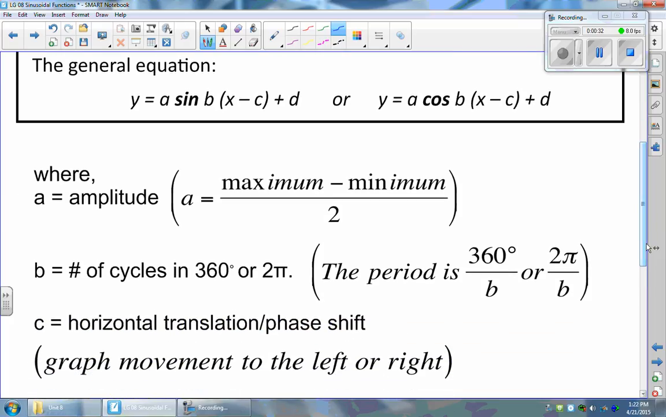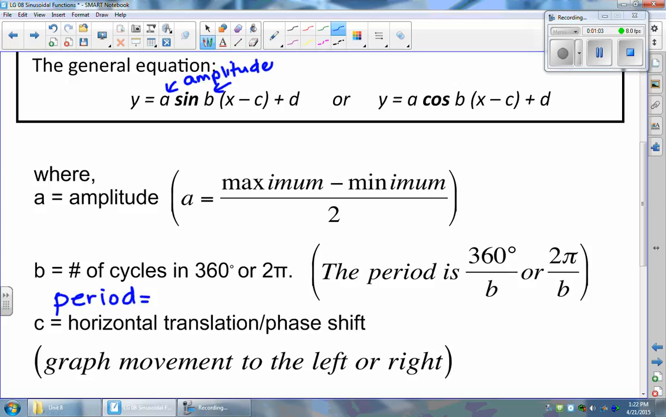So A is our amplitude, which makes sense. A for amplitude, that's easy enough, which tells us the distance from the midline to the maximum or the midline to the minimum. B tells us the number of cycles in 360 degrees or 2 pi. So B doesn't directly tell us our period, but we can determine our period using our B value.